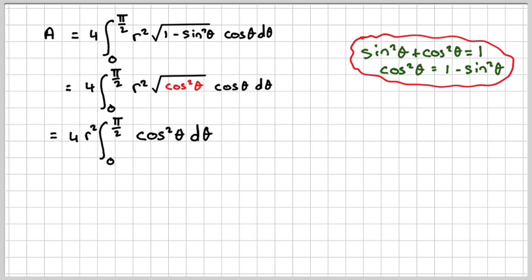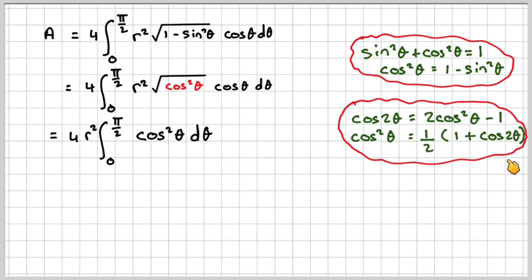Now, to integrate cos squared theta, you need to use the identity that cos 2 theta is equal to 2 cos squared theta minus 1. And then we rearrange it for cos squared theta, and we get cos squared theta is a half of 1 plus cos 2 theta. Just pause the video here to check that for yourself.